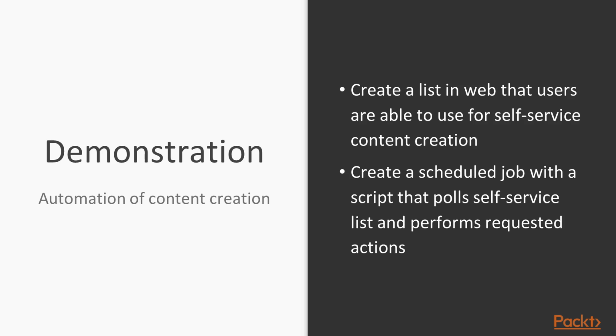The second script will be a scheduled job, so a batch processing job, which will be invoked via the Task Scheduler of the Windows operating system. We will set it to execute every certain amount of time, and it will query our self-service list and perform necessary provisioning. Let us get started.